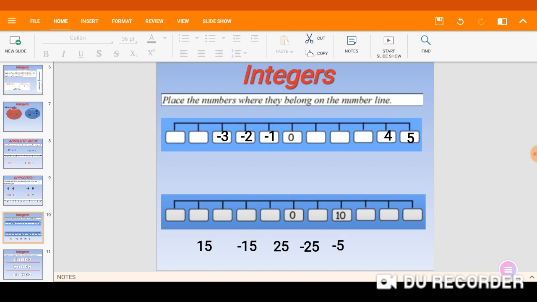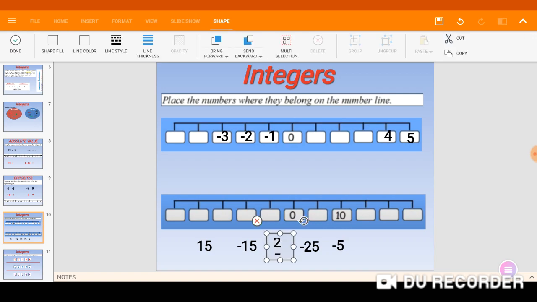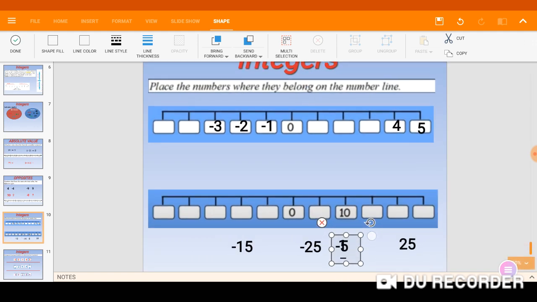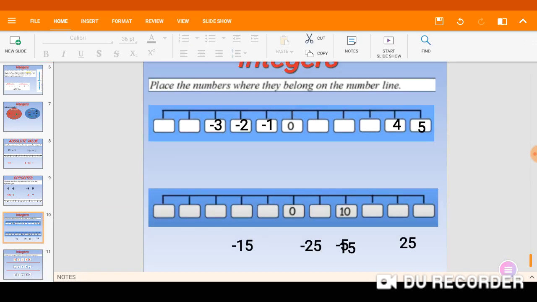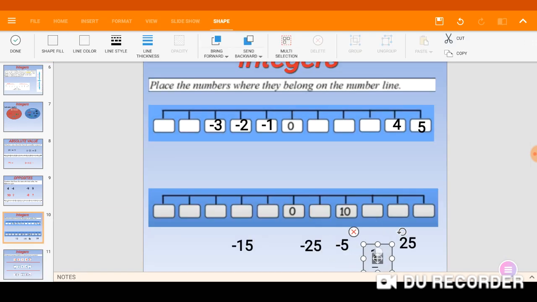But we don't have any 5 here, so leave it empty, okay? But we will arrange the numbers first. We will put the positive numbers on the right-hand side and the negative numbers on the left-hand side. And we will start arranging from 0.